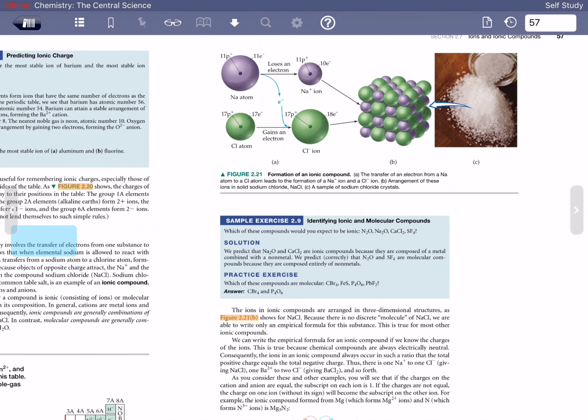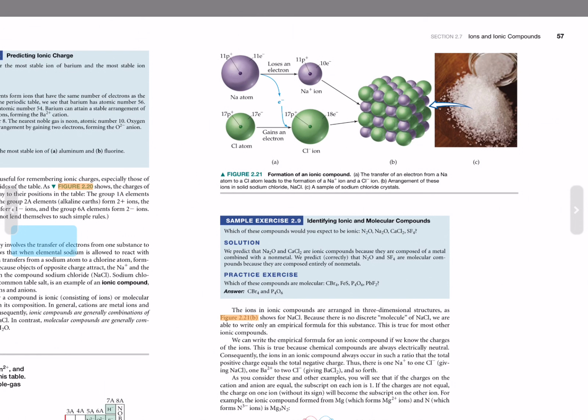Figure 2.21. Formula of an ionic compound. The transfer of an electron from a sodium atom to a chlorine atom leads to the formation of a sodium ion and a chloride ion. The arrangement of these ions in solid sodium chloride is an example of sodium chloride crystals. There's no actual molecule. It just goes on forever.